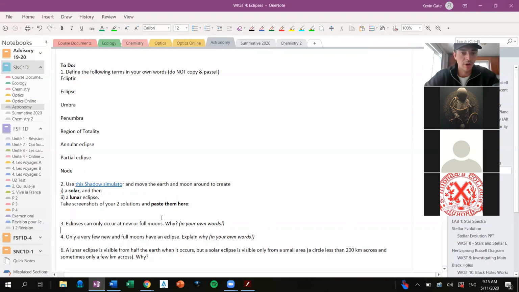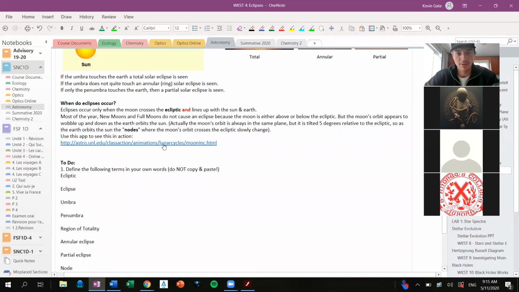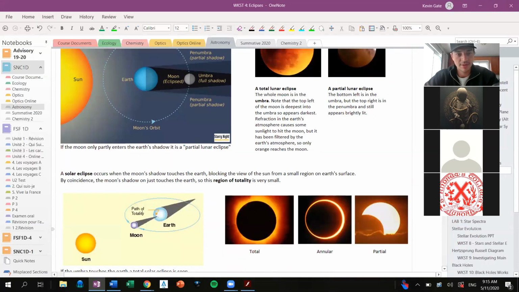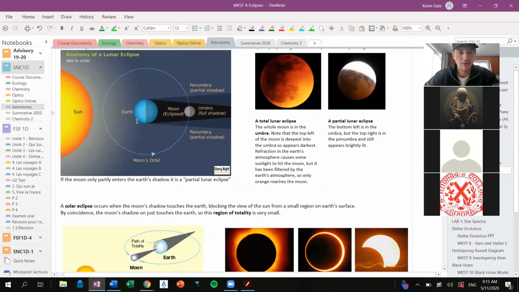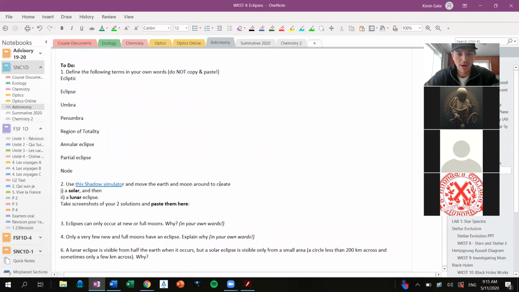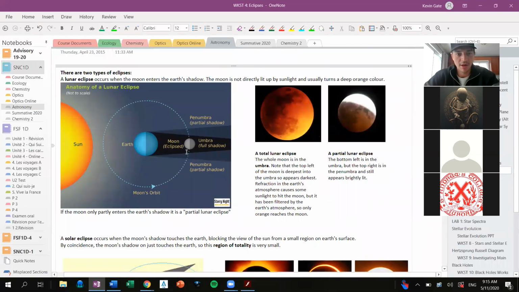Eclipses can only occur on new or full moons. Why? Only a very few new and full moons have an eclipse. Why? Remember, talk about that ecliptic that we talked about in this simulator. A lunar eclipse is visible from half the Earth when it occurs, but a solar eclipse is visible from only a small area. Again, think about the size of the shadow. Why is it that a lunar eclipse can be visible from half of the Earth? Meanwhile, a solar eclipse, when the moon casts its shadow on the Earth, is only visible from a small region or region of totality. So why is that? Talk about the size of the umbra and the penumbra.